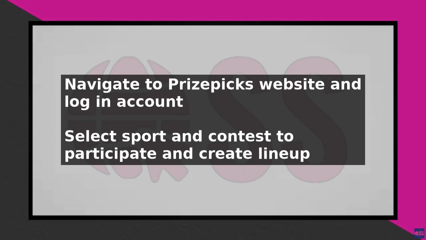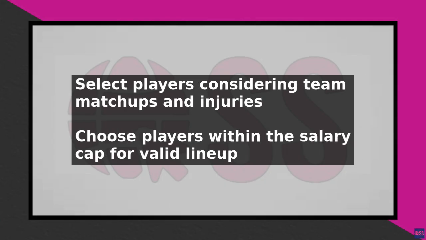To create a lineup, simply select the players you think will perform well in their respective statistical categories. You can choose from a range of players, including top stars and sleeper picks. Be sure to consider factors such as team matchups, player injuries, and recent performance when making your selections.